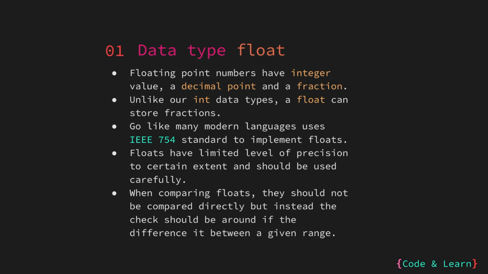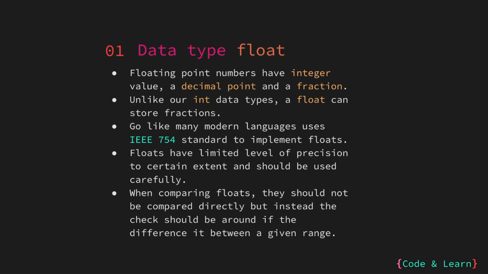Floating point numbers, or just floats, have an integer value, a decimal point, and a fraction value. If you remember from our integer data type lesson, the integer data type doesn't support the saving of fractions. To fill that need, we have floats. Go, like many modern languages, implements floats in accordance with the IEEE 754 standard.